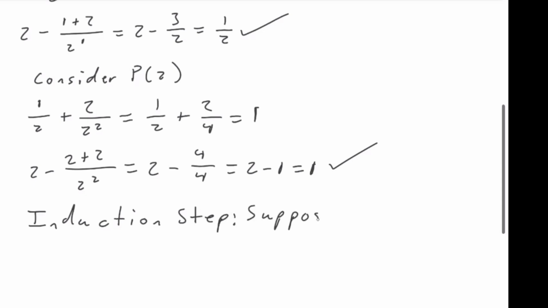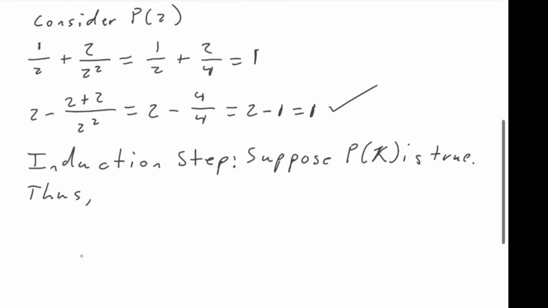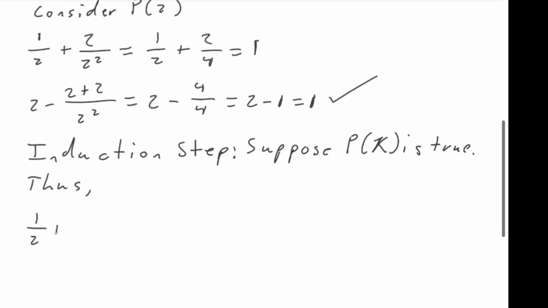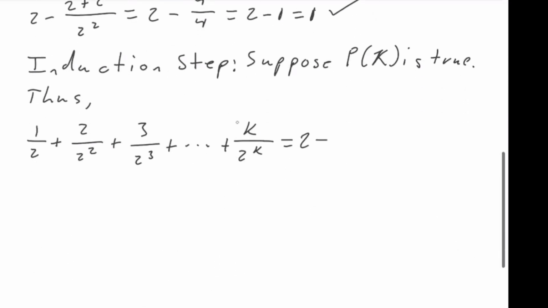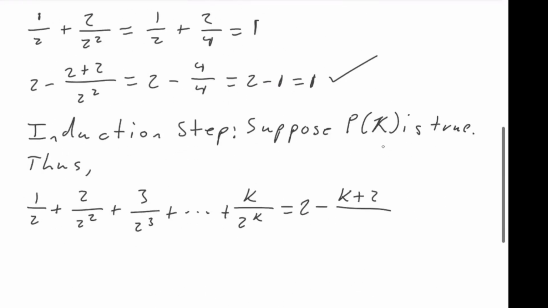Suppose P of k is true. Thus, we have 1/2 plus 2 over 2 squared plus 3 over 2 cubed plus dot dot dot plus k over 2 to the k is equal to 2 minus k plus 2 over 2 to the k.